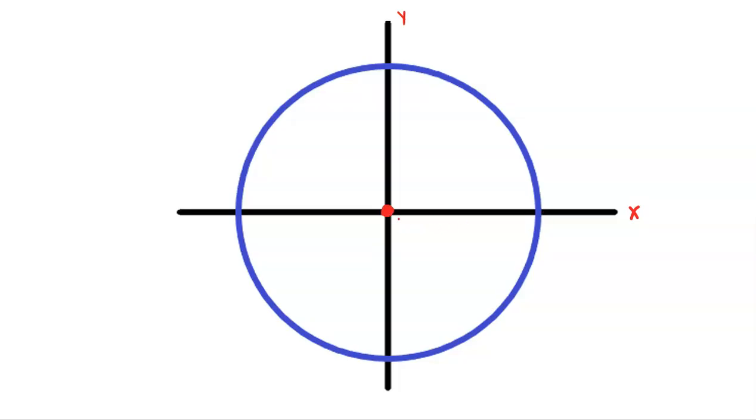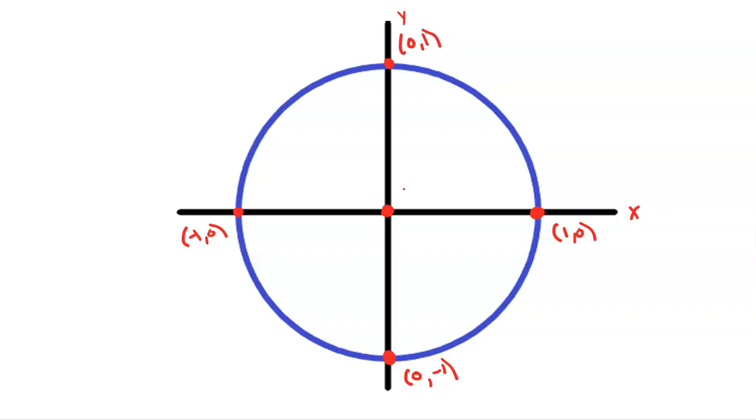Now, the cool thing is we know that the radius is the distance between the center and any point on the circle. So this point right here would be 1, 0, if the radius is 1. This point right here would be 0, 1. This point right here would be -1, 0. And this point down here would be 0, -1.